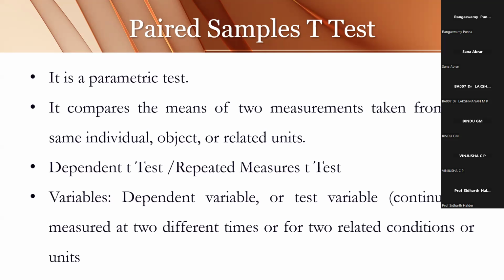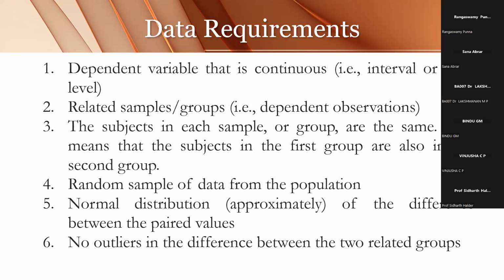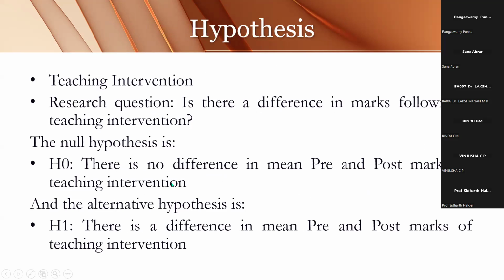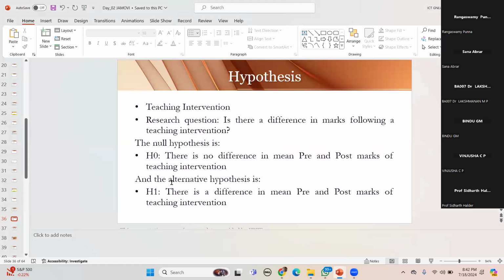Now, I just want to see, as a part of this particular data set, what the data requirements are. The dependent variable must be continuous data. We require two dependent variables that must be continuous data, and normal distribution of the data, a random sample of the population. There should not be any outliers. Now coming to the data set, please look at our data set here.